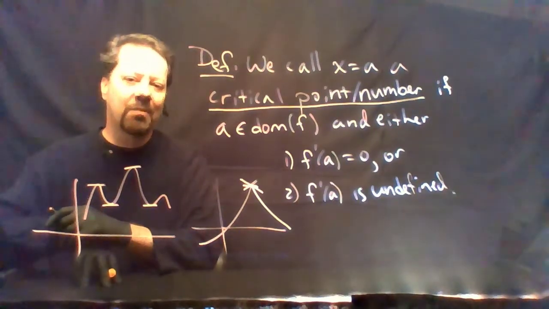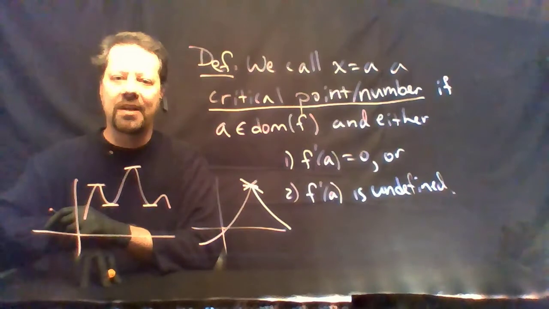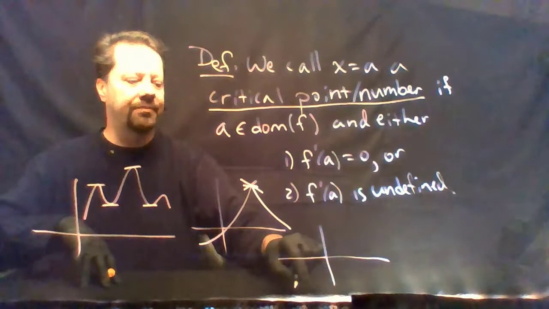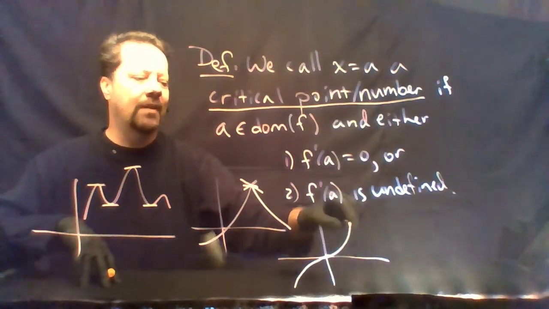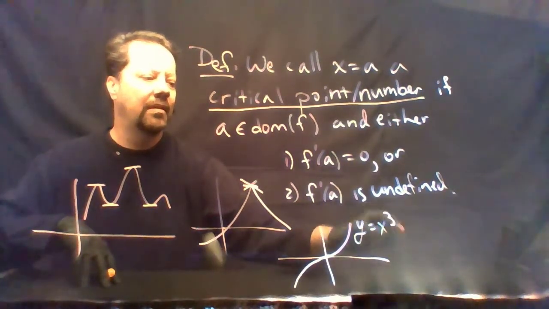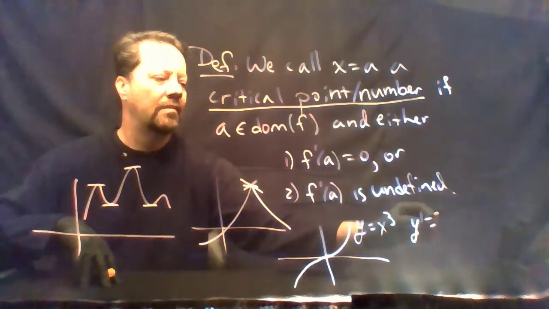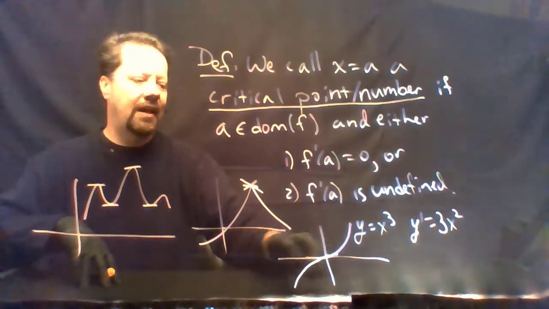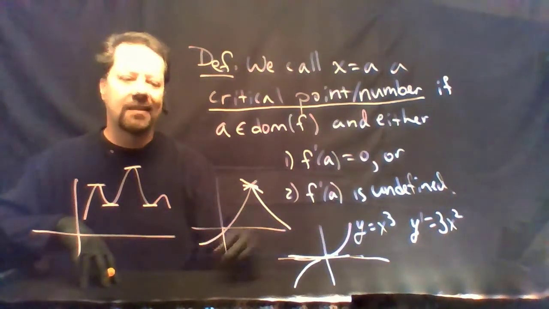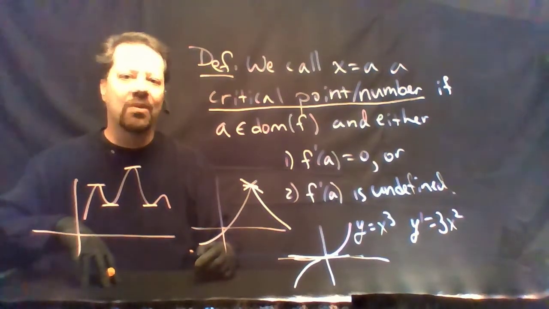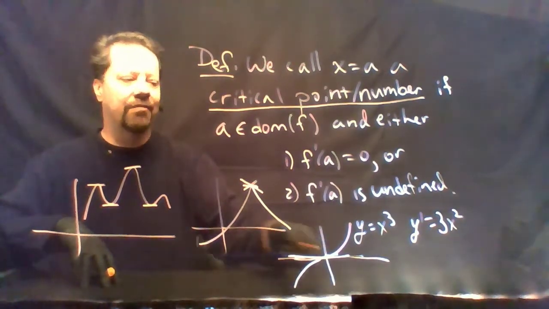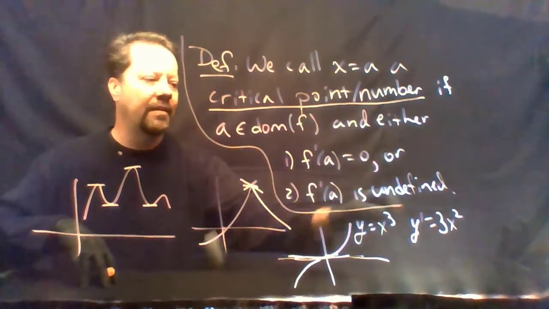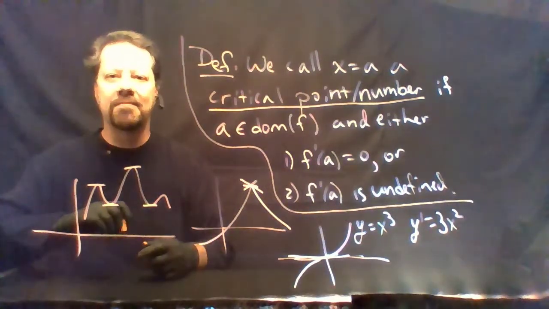These are going to be important places to look for these extrema, but it doesn't guarantee that we will have an extremum at a critical point. The curve y equals x cubed has a derivative that is equal to 0 at x equals 0, and yet we don't have a local max or a local min at x equals 0 on the curve y equals x cubed. Nonetheless, we will prove something important about these critical points.